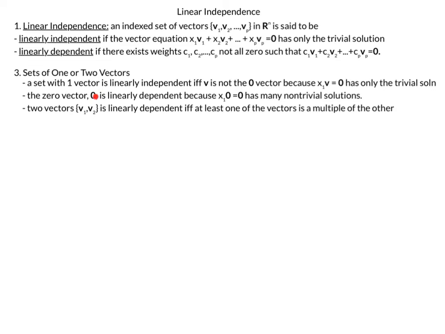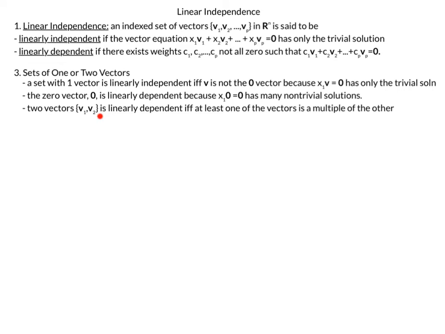The next one, the 0 vector, which we denoted with the bold 0, is linearly dependent. If we look at the equation x1 times the vector equals 0, that has infinitely many non-trivial solutions. x1 can be any scalar, and as long as you're multiplying by the 0 vector, you can get the 0 vector. Infinitely many solutions.